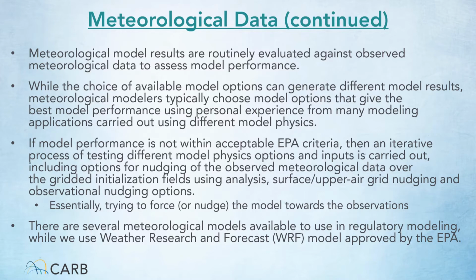If model performance is not within acceptable EPA criteria, then an iterative process of testing different model physics options and inputs is carried out, including options for nudging of the observed meteorological data over the gridded initialization fields using analysis, surface and/or upper air grid nudging, and observational nudging options. Essentially, we are trying to force or nudge the model towards the observations.